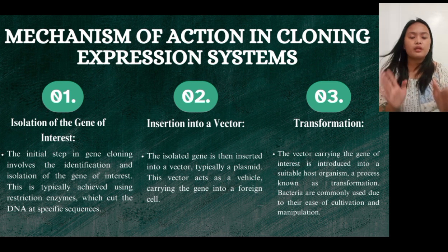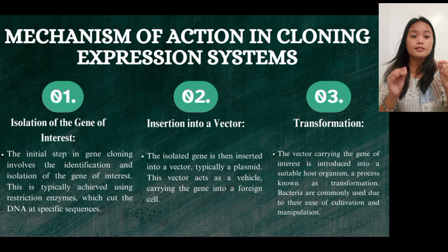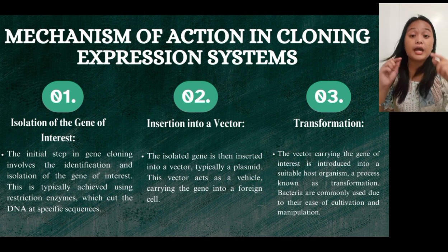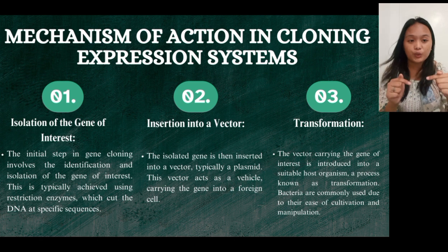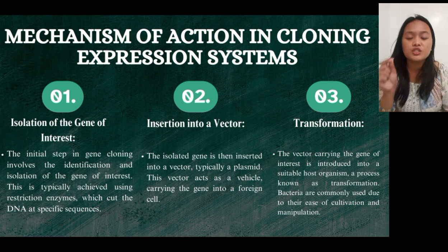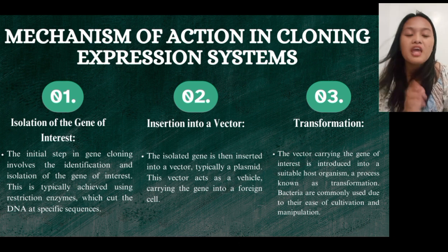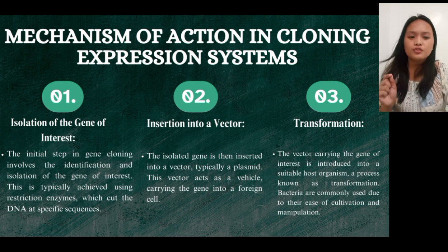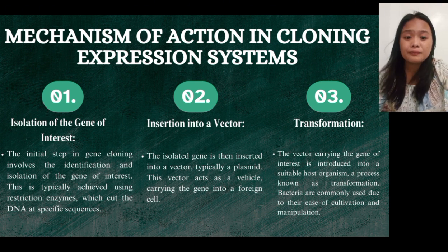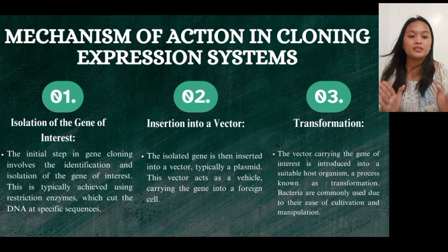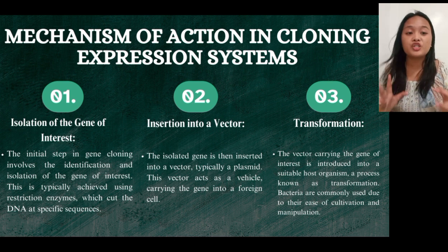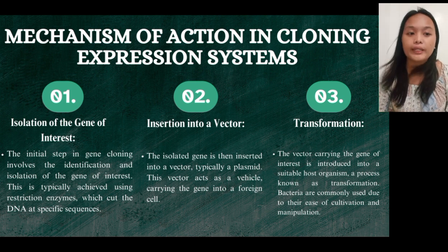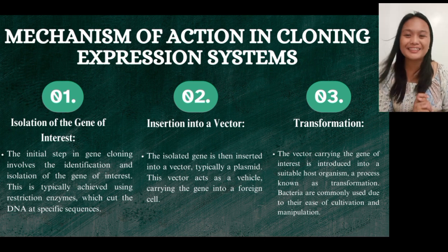So after you isolate the gene of interest, it is inserted into a vector, which is typically a plasmid, a small circular piece of DNA found in bacteria. The vector acts as a vehicle carrying the gene into a foreign cell. This creates what is known as recombinant DNA. So, what is recombinant DNA? Recombinant DNA or rDNA is artificially created DNA that combines sequences from 2 or more different organisms. That is recombinant DNA.